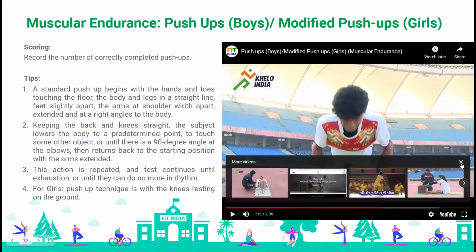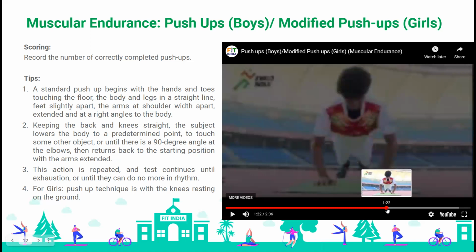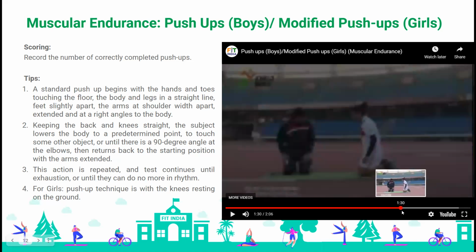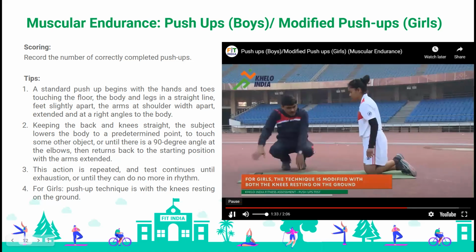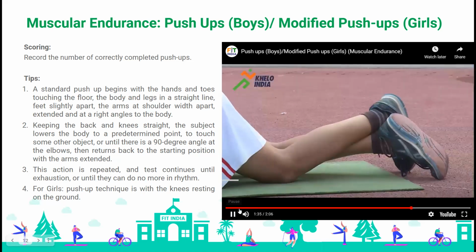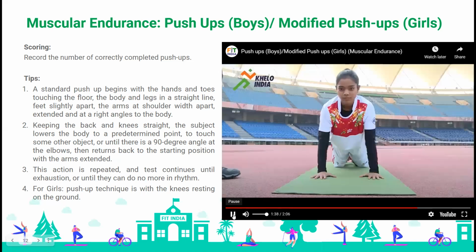So this is how it is done for the boys, like we just saw. Here it's a regular push-up. Now, when we do it for girls, the difference is this. You have to cross the legs near the shoes, and you have to do it with both the knees resting on the ground. So this is the position for girls, and we saw how it is done for the boys. That is all. Everything else remains the same for girls as well.